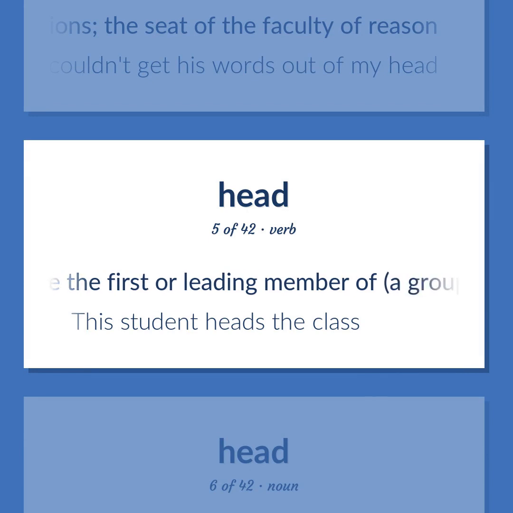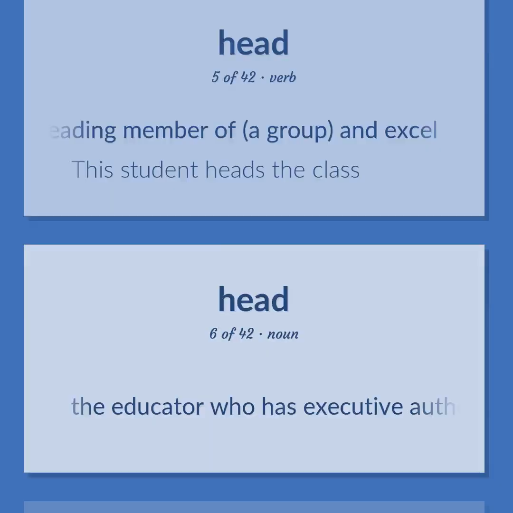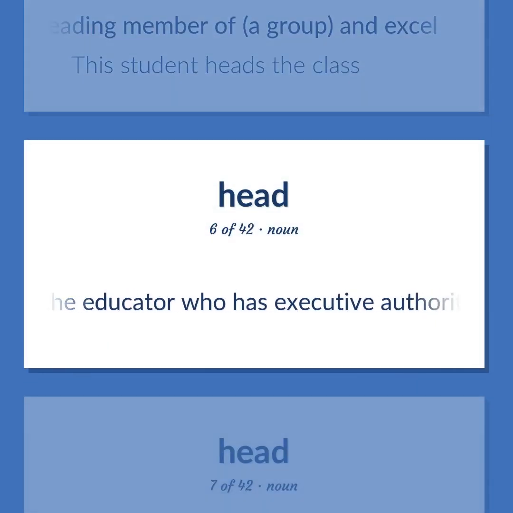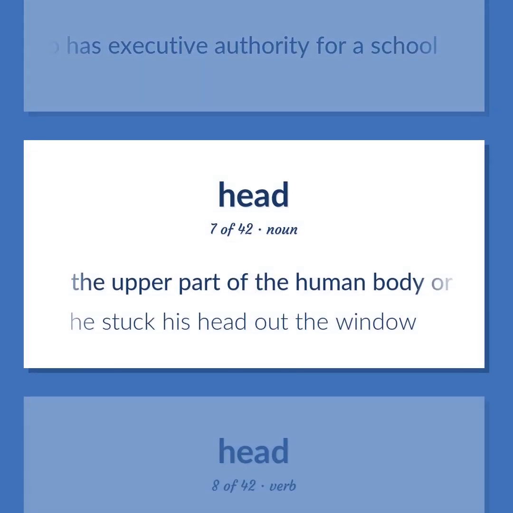Be the first or leading member of a group and excel. This student heads the class. The educator who has executive authority for a school. The upper part of the human body or the front part of the body in animals contains the face and brains. He stuck his head out the window.